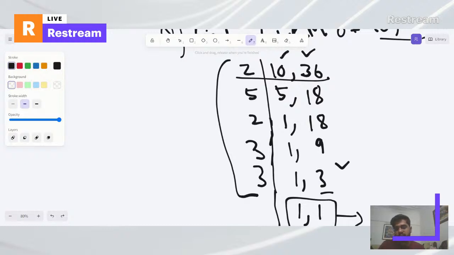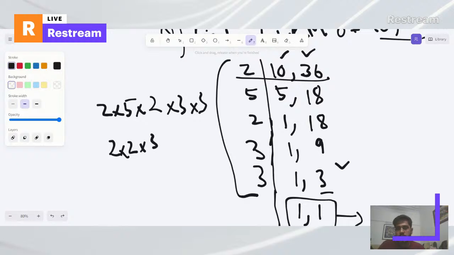All right, let's check. So what do we say? It's going to be 2 times 5 times 2 times 3 times 3. All right, so let's organize it a bit. So it's going to be 2 times 2 times 3 times 3 times 5. Now these numbers are repeating, so we can write it as 2 squared multiplied by 3 squared multiplied by 5. So if we do it in the calculator, what answer do we get?